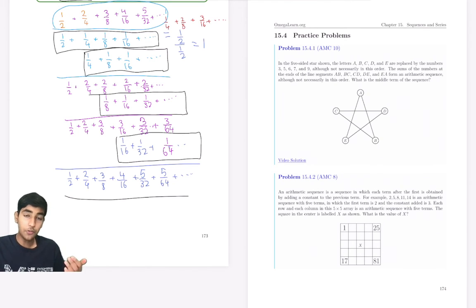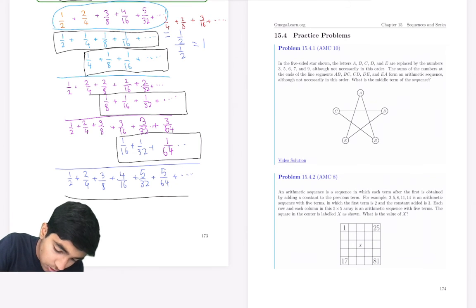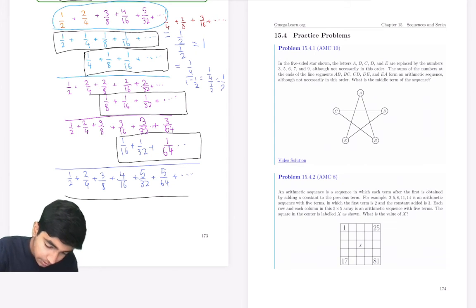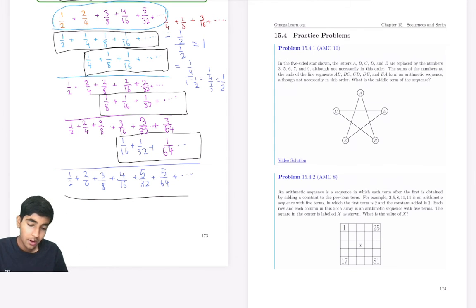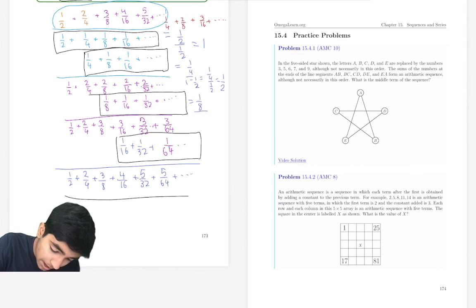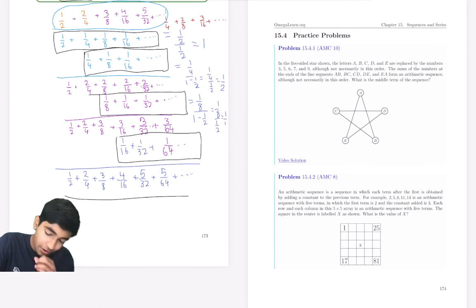That's a 1/4 over 1 minus r, which is 1/4 over 1/2, because the ratio is 1/2. So the second sequence is equal to 1/4 over 1 minus 1/2, 1/4 over 1/2. That's 1/2. Interesting. So now what is the third sequence equal to? The third sequence is equal to 1/8 over 1 minus 1/2, which is 1/8 over 1/2, which is 1/4. Wow.